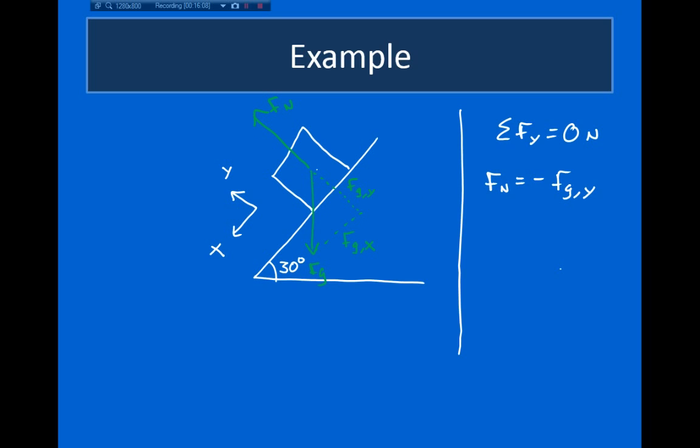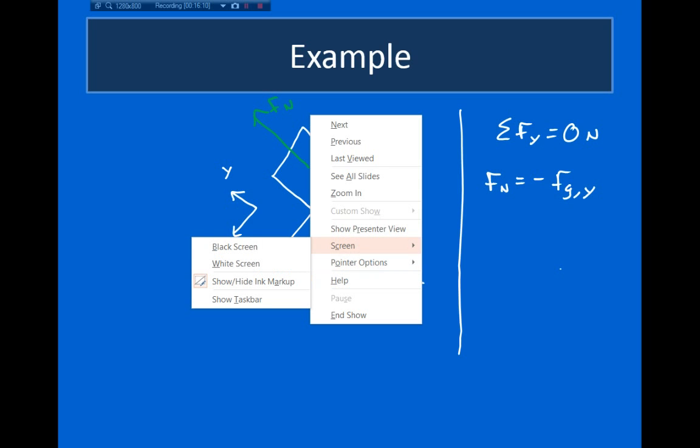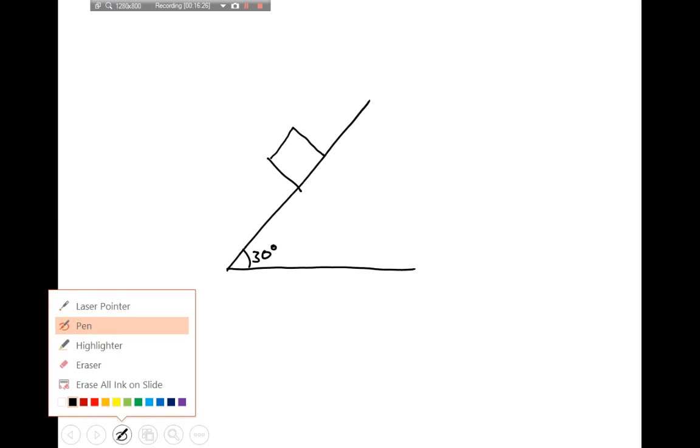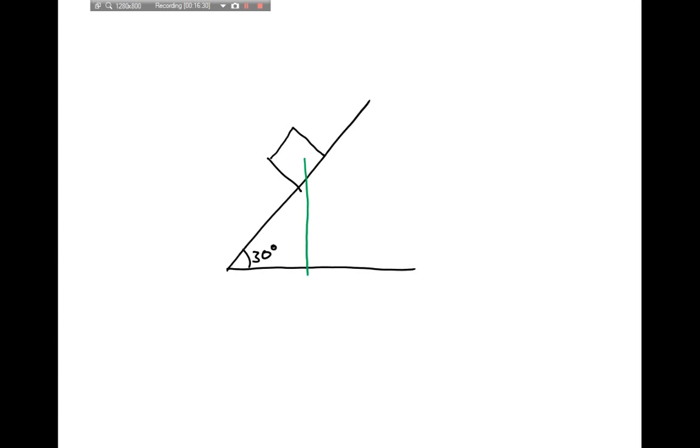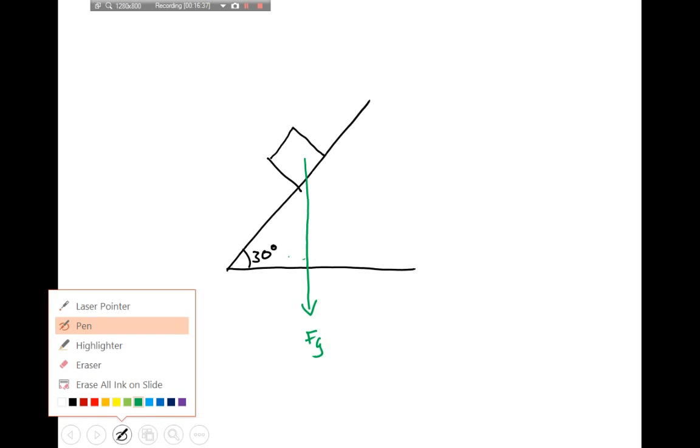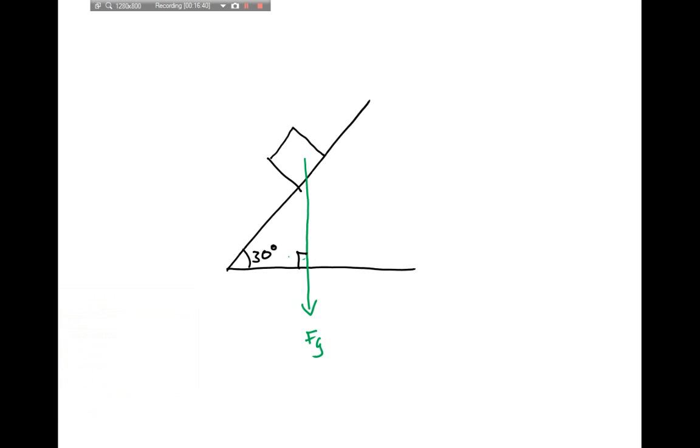So let me open up a blank sheet real quick. So what we have is we have a ramp. It's at 30 degrees. And then I've got this box on the ramp. And the force due to gravity points vertically down. So let me draw a really long force due to gravity vector. So this angle right here is 90 degrees, right? We can see this one here is 90 degrees. Okay. This direction right here, this is parallel to the surface of the ramp.